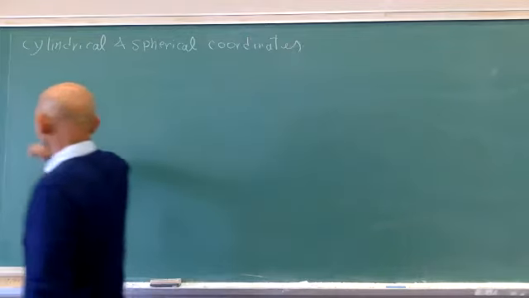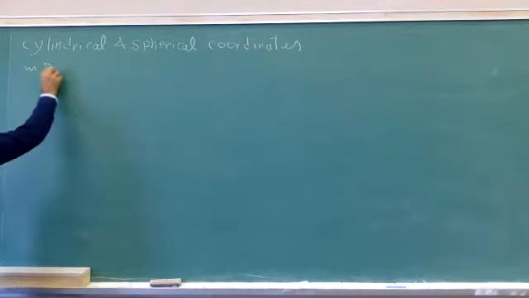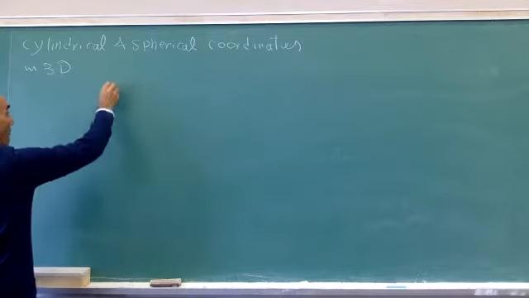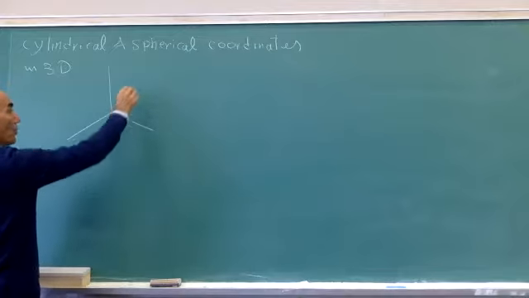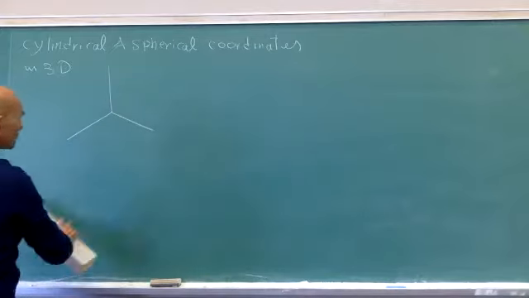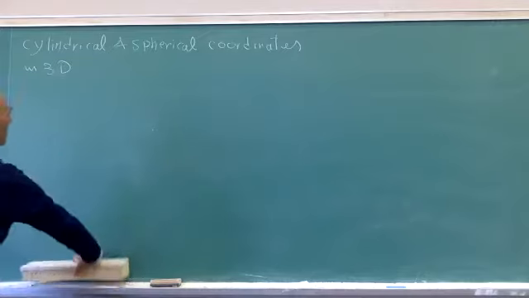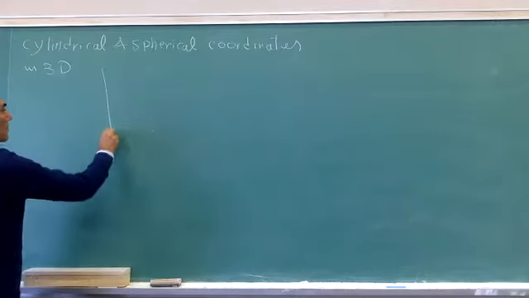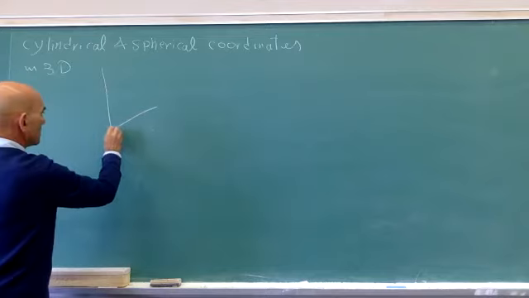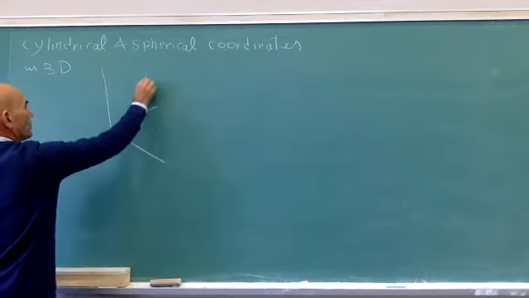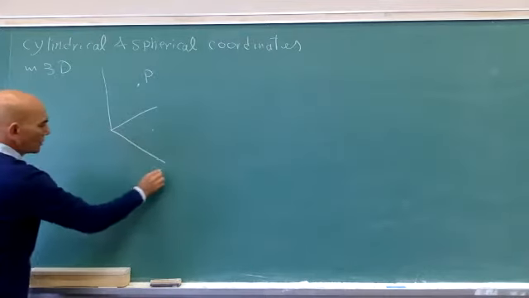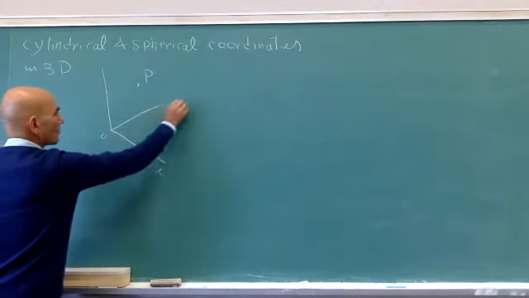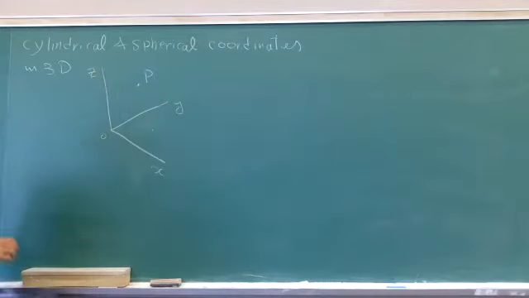So now we are going to 3D. So we have a situation like this. I've got a point P. And so this P in these X, Y, Z coordinates has three coordinates, X, Y, Z, of course, right?